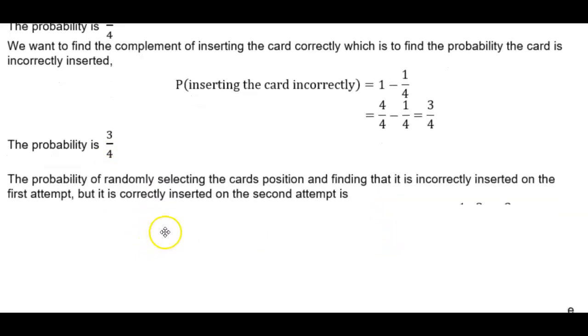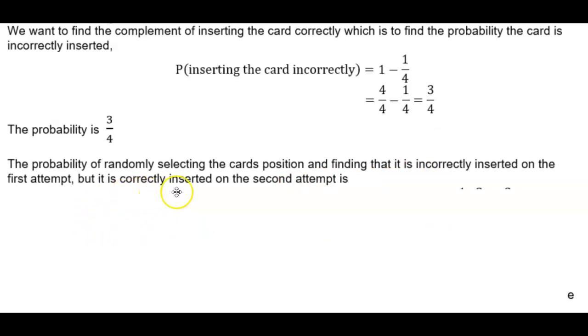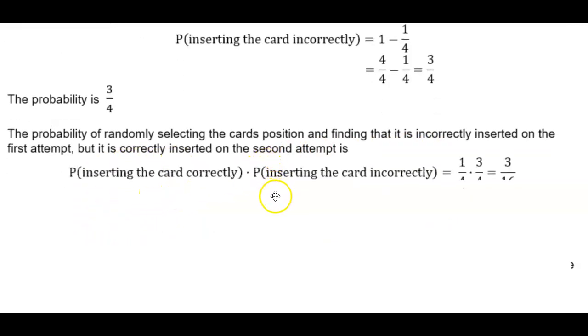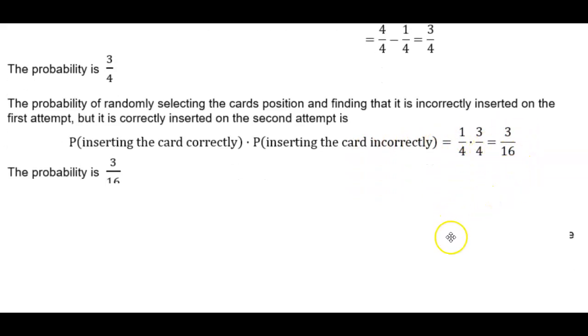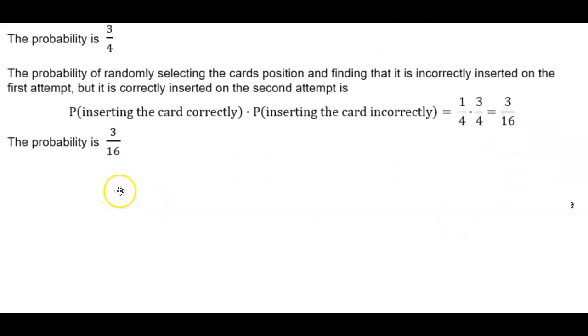Now, the probability of randomly selecting a card's position and finding that it is incorrectly inserted on the first attempt, but is correctly inserted on the second attempt is the following. We're going to take the probability of inserting the card correctly times the probability of inserting the card incorrectly, which is equal to 1 over 4 times 3 over 4. 1 times 3 is 3. 4 times 4 is 16. So therefore, the probability is 3 out of 16.